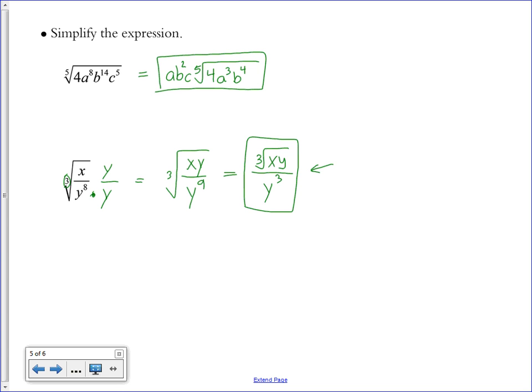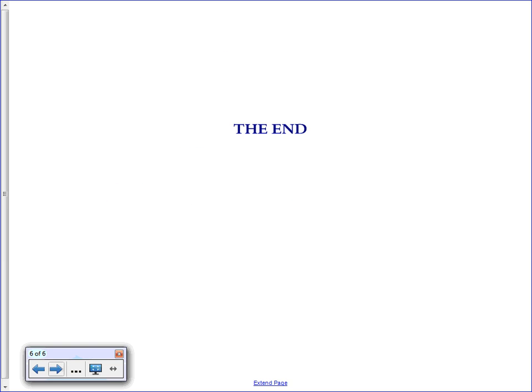It's got no rational exponents in the denominator and no roots in the denominator. And that was the whole point of this. So we'll just leave it like that. If they give it to you in radical form, leave your answer in radical form. And that is all.